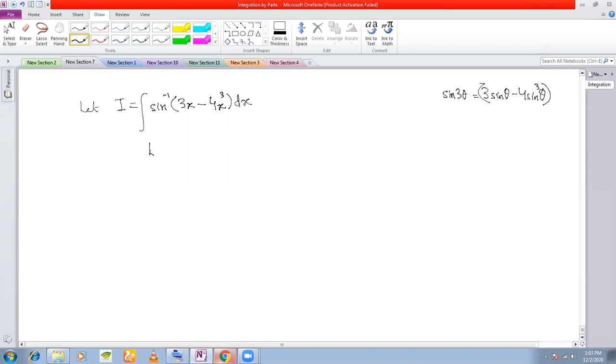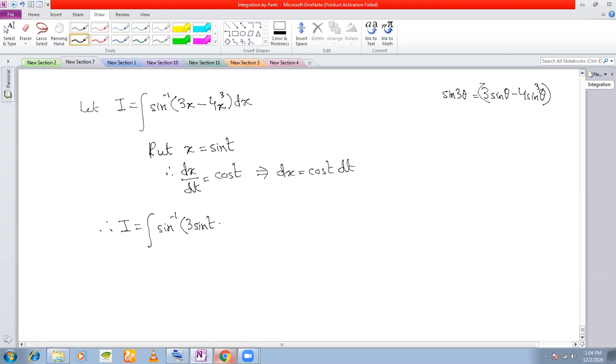So what you do is you put x is equal to sine t. Therefore, dx by dt is equal to cos t. That means dx is equal to cos t dt. Therefore, I becomes integral sine inverse of 3 sine t minus 4 sine cube t into dx, which becomes cos t dt.